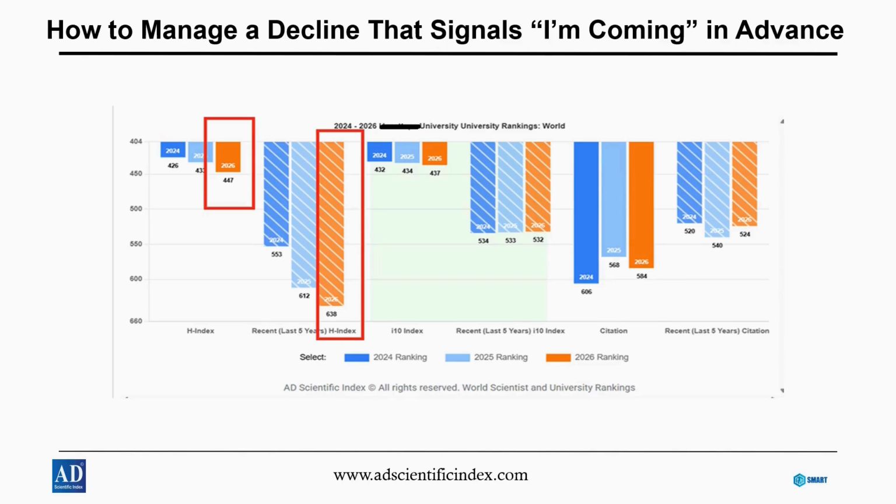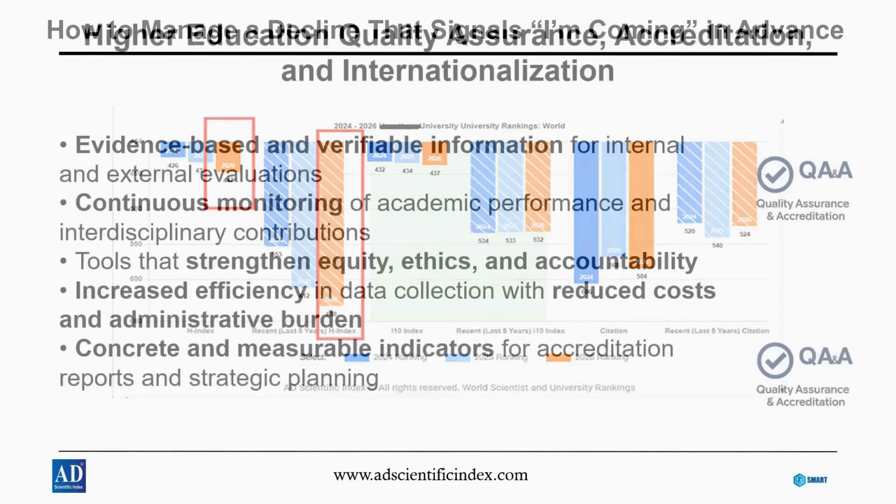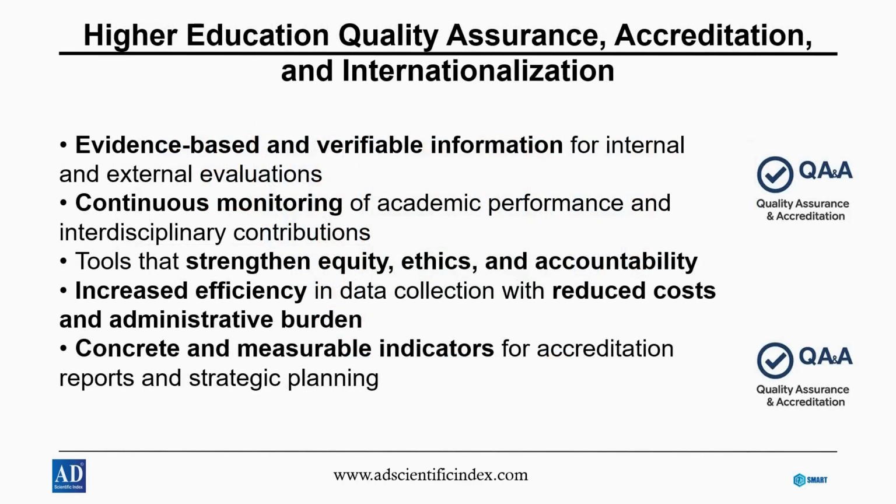SMART turns early warning signals into actionable strategy, transforming a predicted decline into a managed, controlled, and ultimately reversible process. Universities today face increasing pressure to demonstrate transparency, accountability, and international competitiveness. Leaders need evidence, not assumptions, to make decisions that shape accreditation outcomes and global standing.